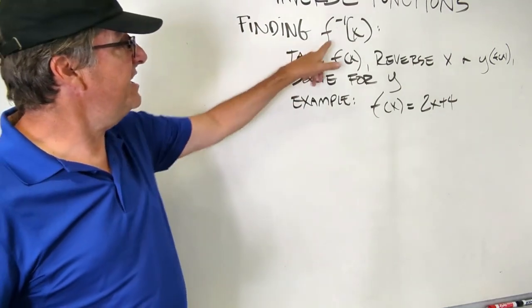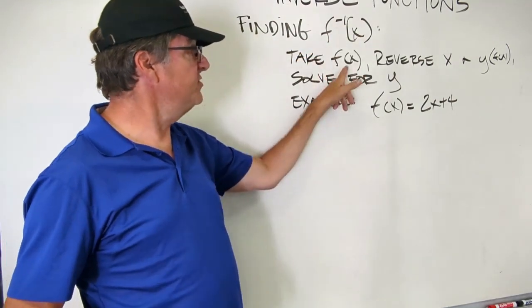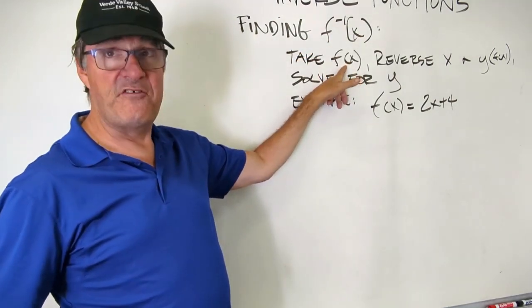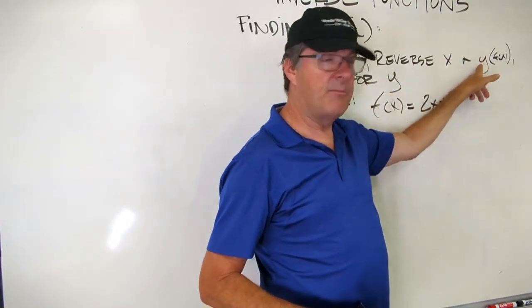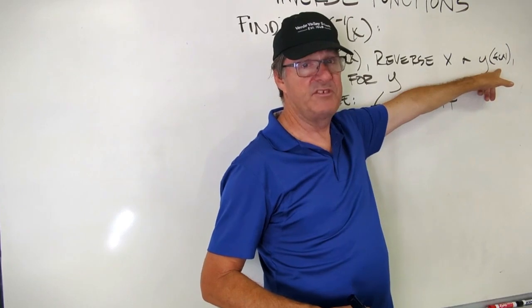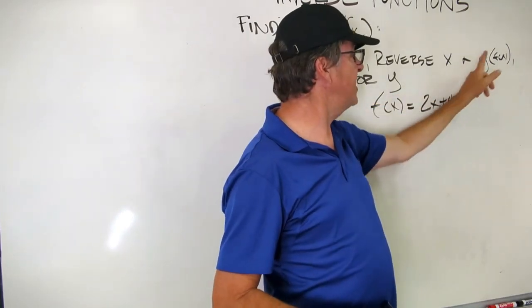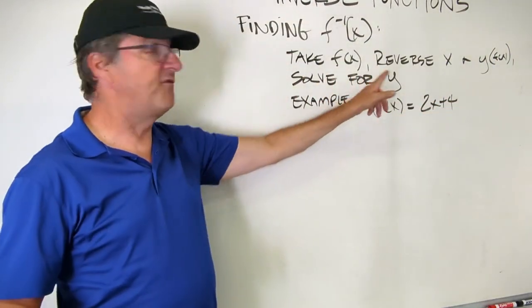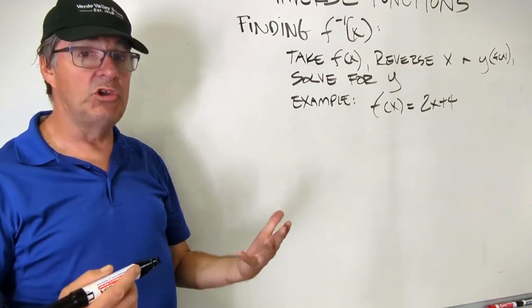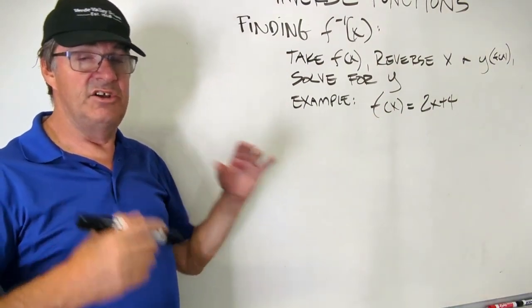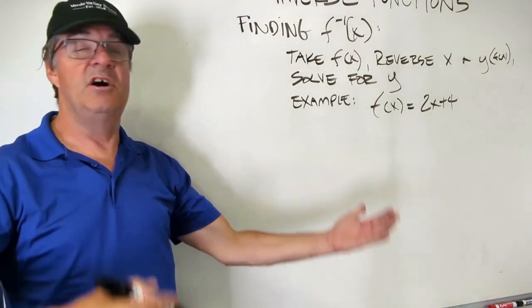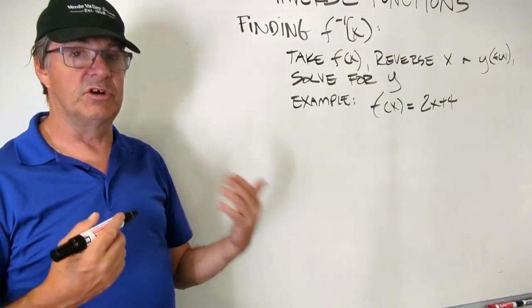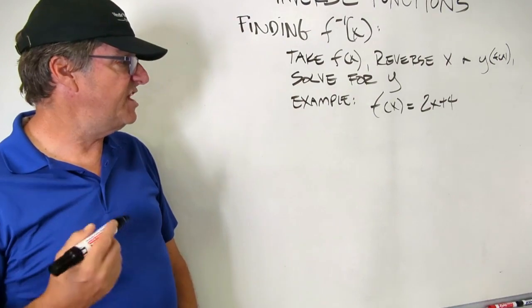Okay? So for finding f inverse of x, what you do is you take f of x, the function, and you reverse x and y. Remember, f of x is just a fancy way of saying y. So we reverse x and y, and then we solve for y, because y will no longer be alone on the left side. So you have to rearrange the equation to get the new y, which is the old x, alone, and that will give you your inverse function.